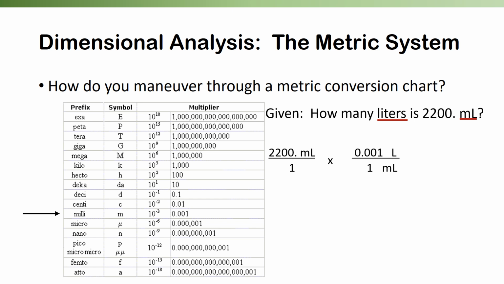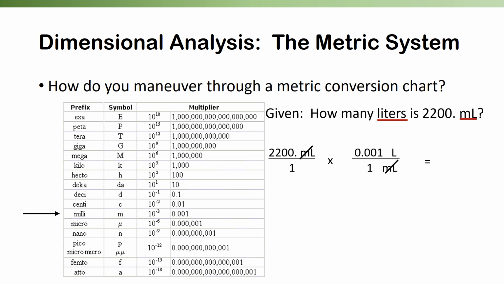Now, the third step in problem solving is to cross out our repeating terms, which are going to be this milliliter on top and this milliliter on bottom, and nothing else is going to cancel. So now we're ready for our final step in problem solving, which is to do the math.